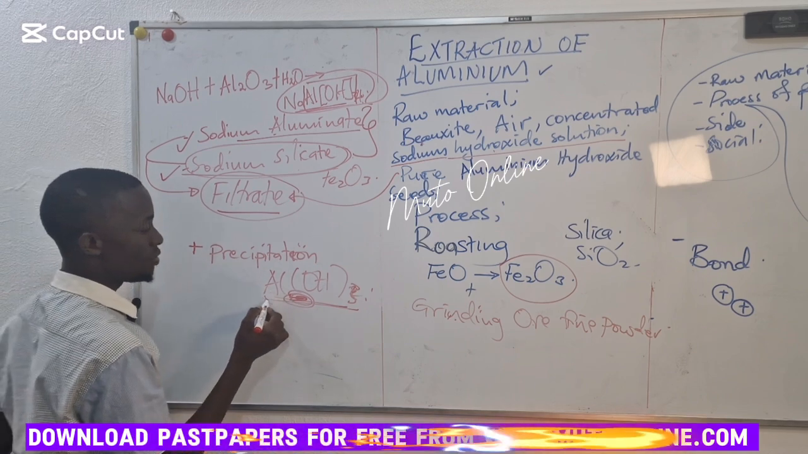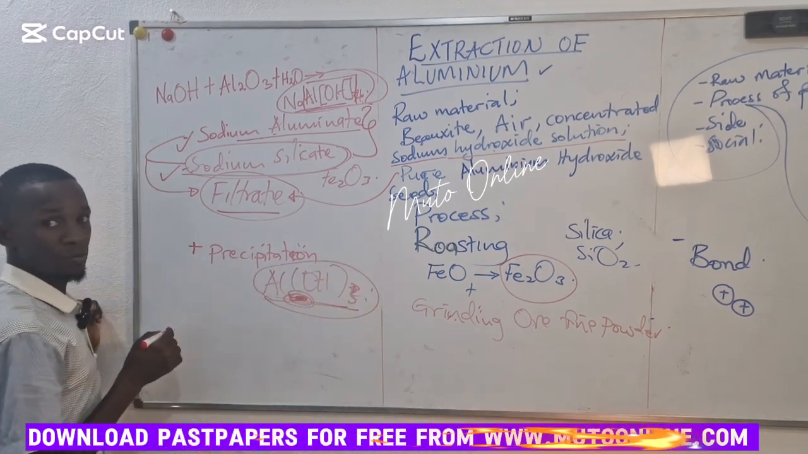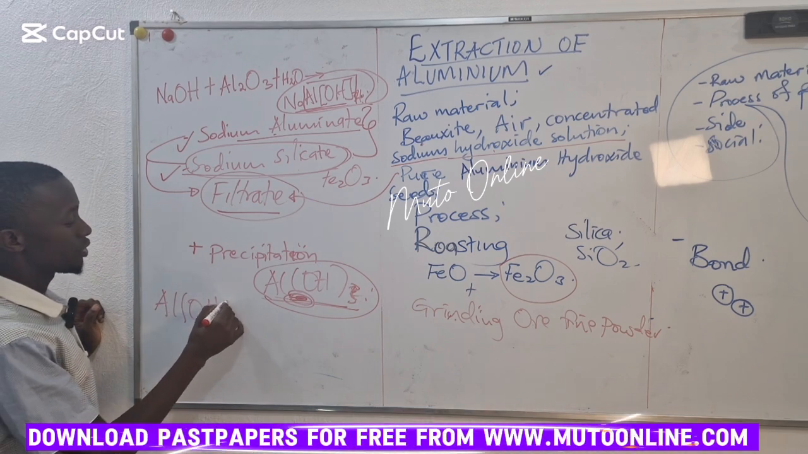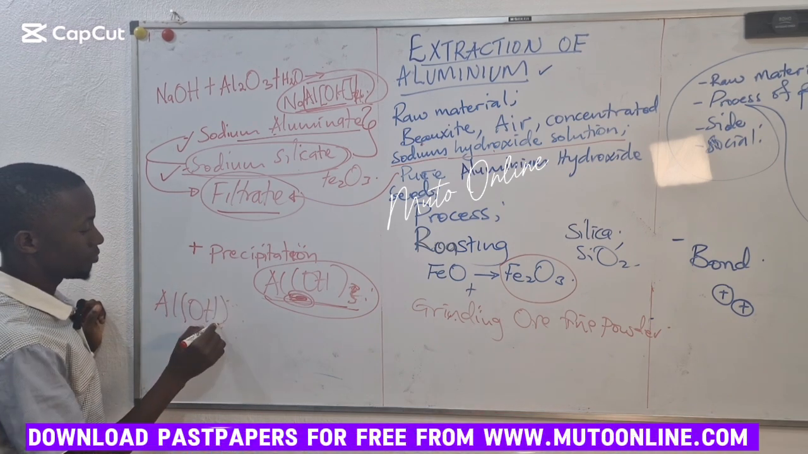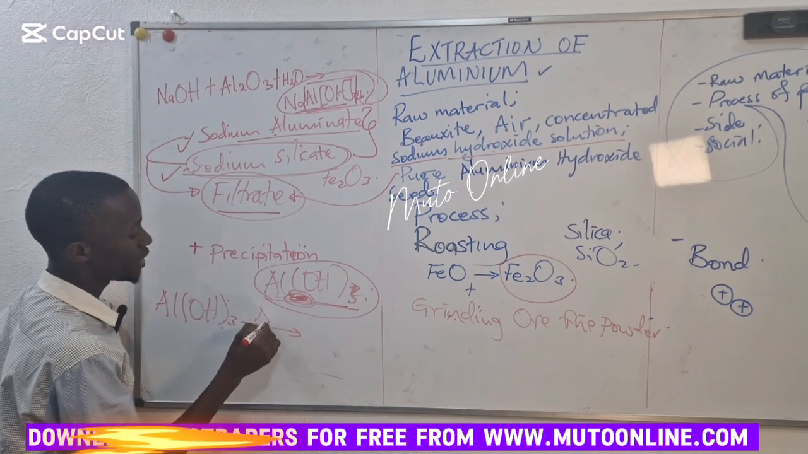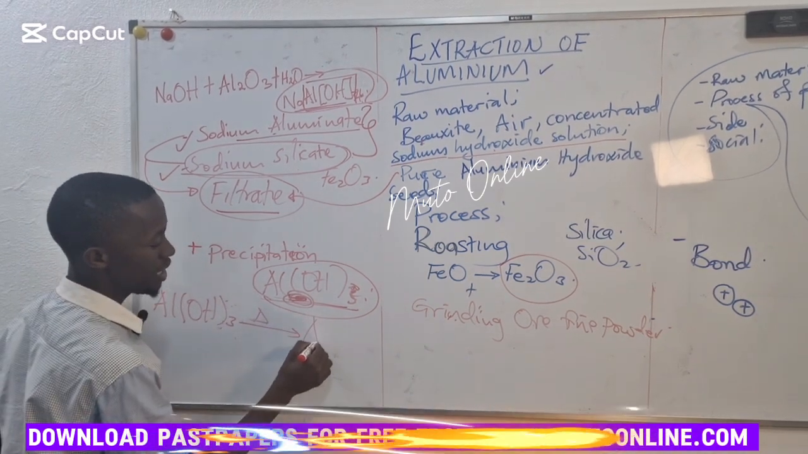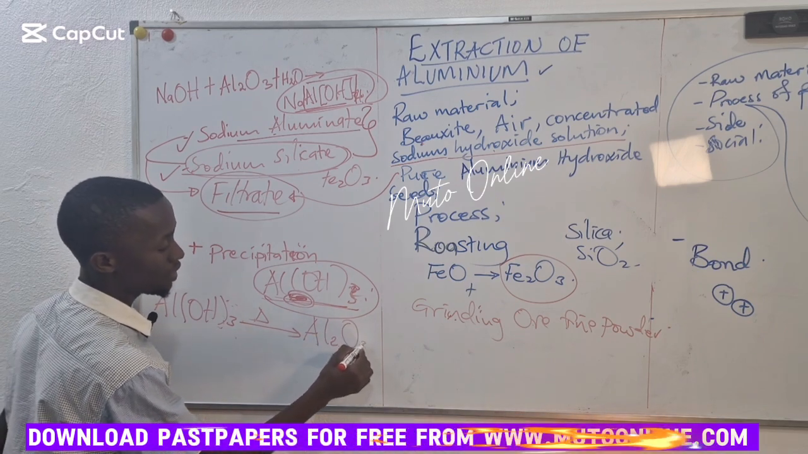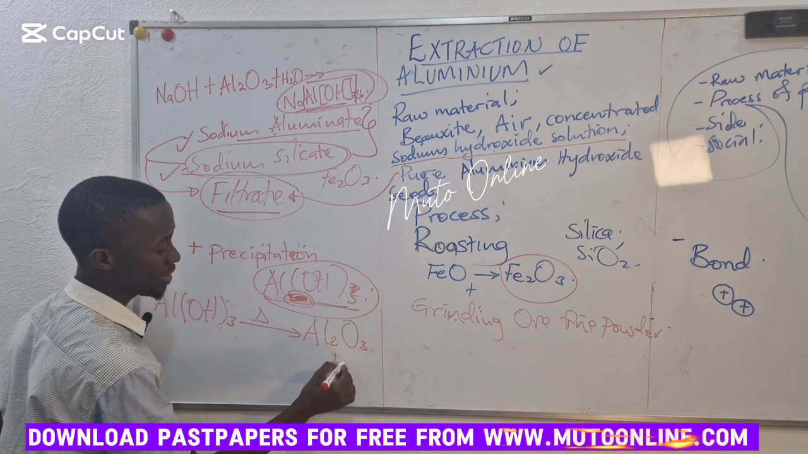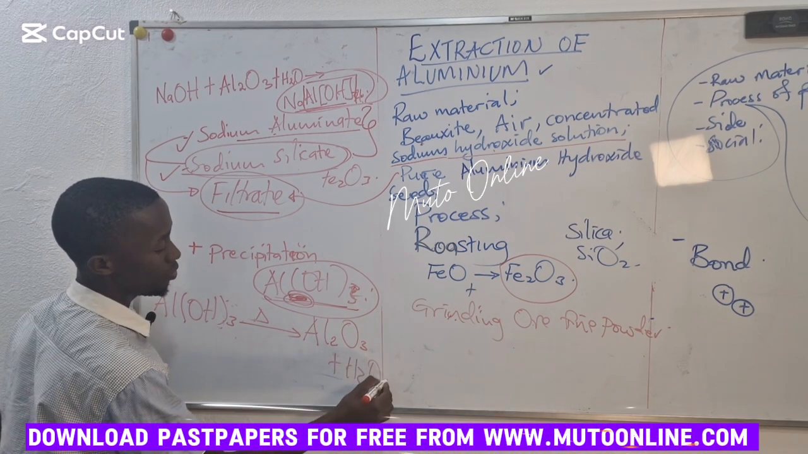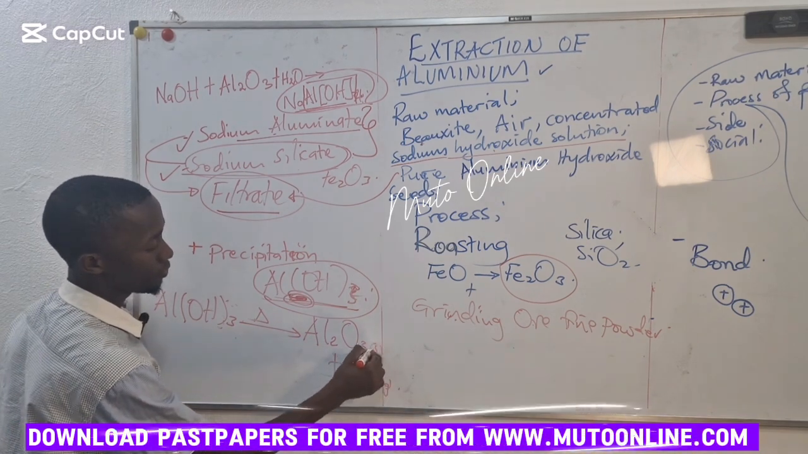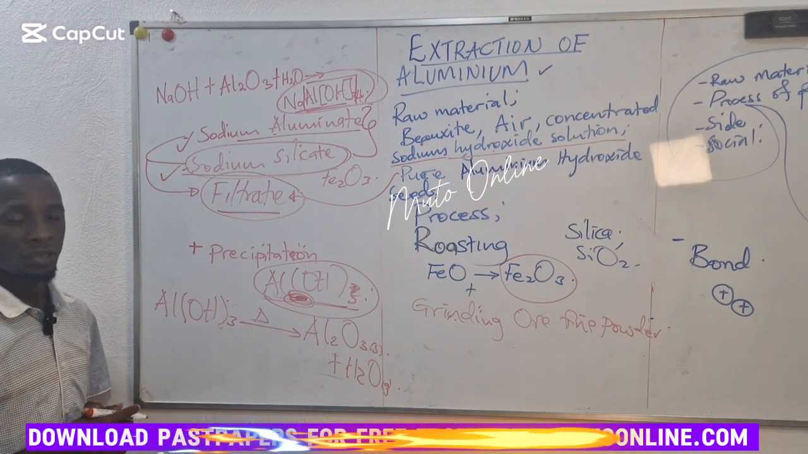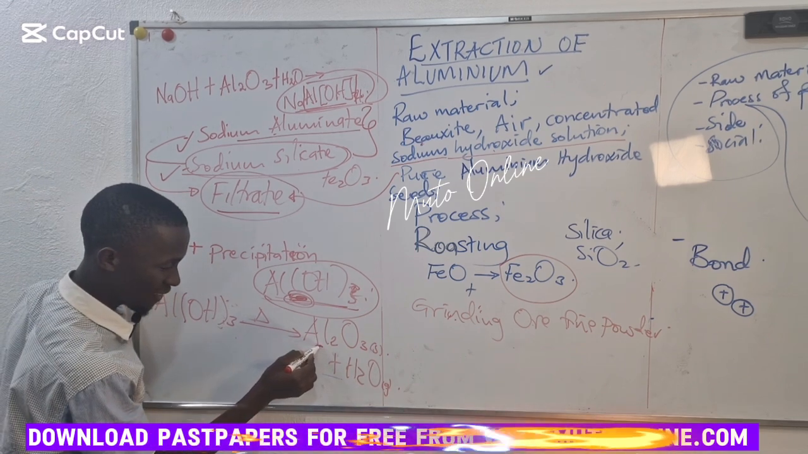So the aluminium hydroxide formed is then heated strongly. So we have aluminium hydroxide heated strongly, and its heating will always result in formation of alumina or aluminium oxide with water in vapor form. Our target is to get aluminium.